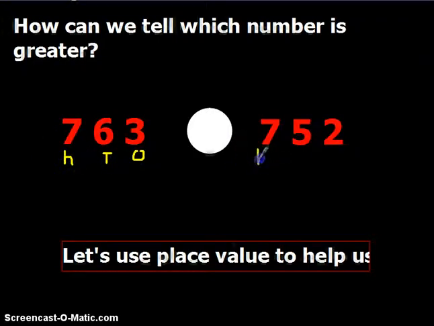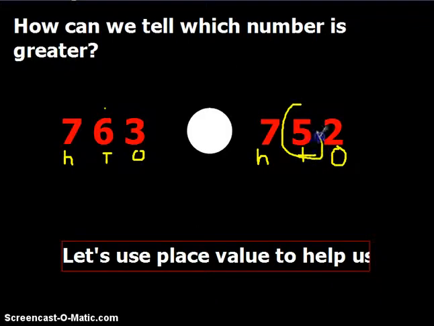Okay, I'm going to do the same thing over here. And then I'm going to think about the places that all of my numbers are in. When I compare my hundreds place, I have a 7 in the hundreds place in this number and a 7 in my hundreds place in this number. That doesn't help me, so therefore I have to go to my tens place. In this number I have 6 tens, while in this number I have 5 tens.